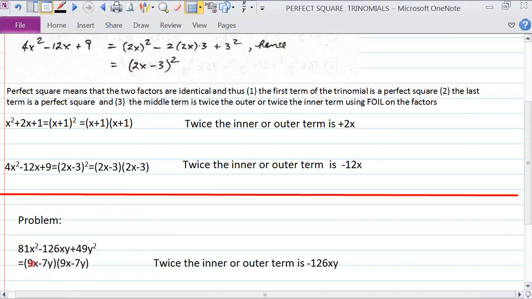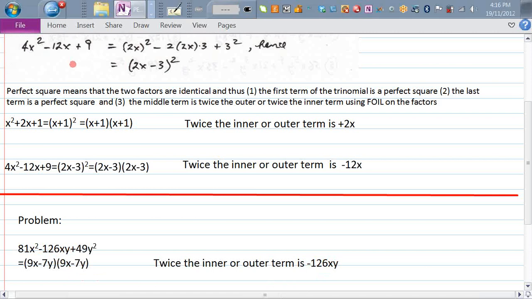So let's go over this again. 9x times 9x gives us 81x squared. Minus 7y times minus 7y gives us plus 49y squared. And minus 7y times 9x gives us minus 63xy, which if we multiply by 2 gives us minus 126xy, which is this middle term here.